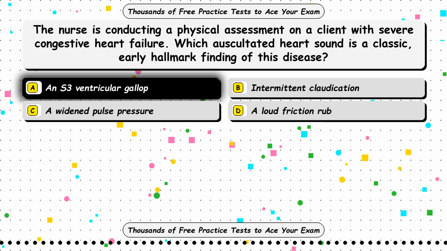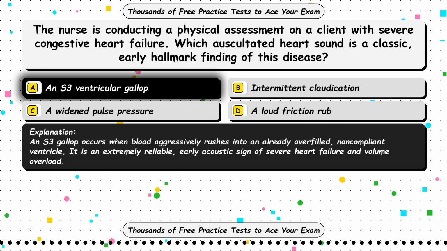The correct answer is option A, an S3 ventricular gallop. An S3 gallop occurs when blood aggressively rushes into an already overfilled, non-compliant ventricle. It is an extremely reliable, early acoustic sign of severe heart failure and volume overload.